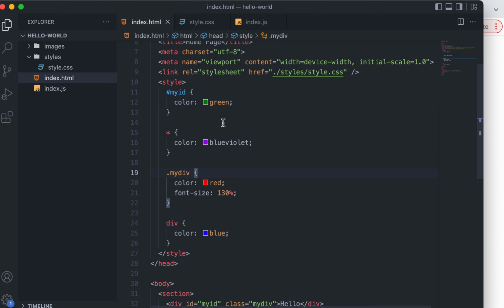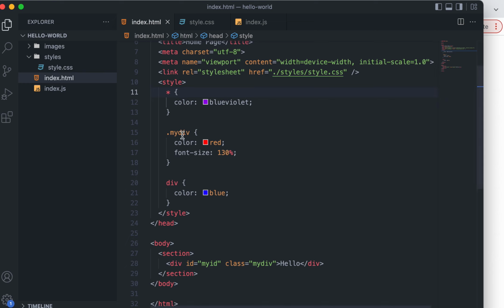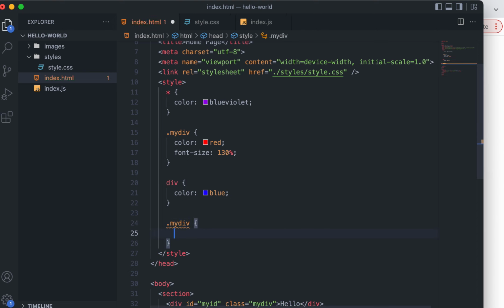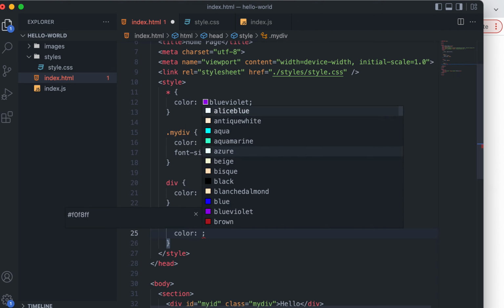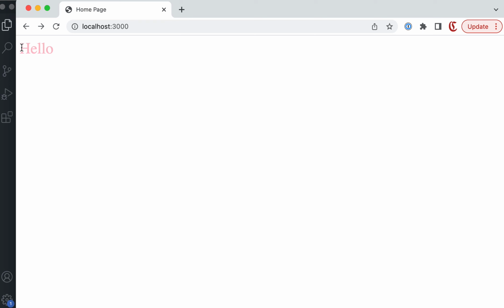For example, let's say this is not there. Right now we see that it is green, right? But let's say this thing is not there, then it has become red. But that red is because of this rule, right? And if for this selector you again write something like dot my div and let's say you write color is equal to pink, then what will happen? This is red, but this has the same specificity as this. So in this case they are equal, and that's why whatever rule comes later is the one applied. So you will see that this will become pink, right?